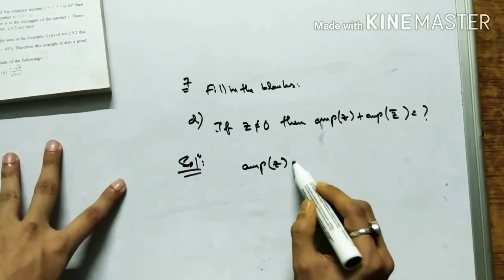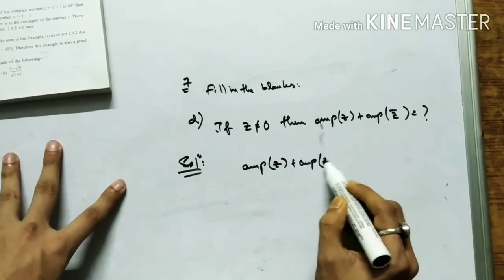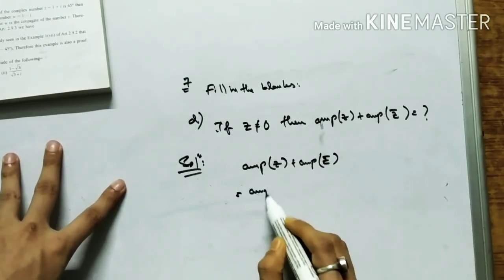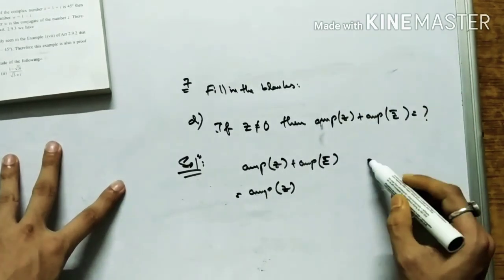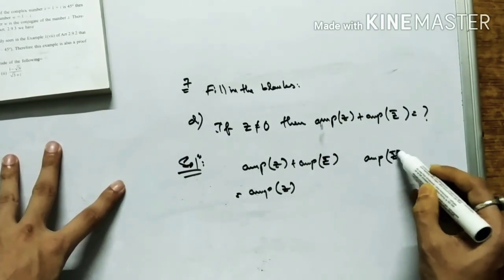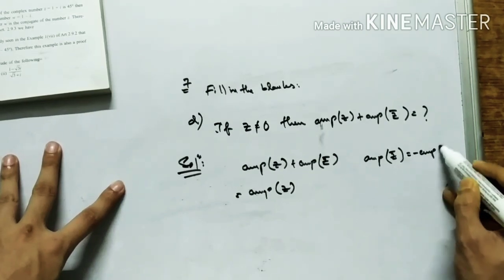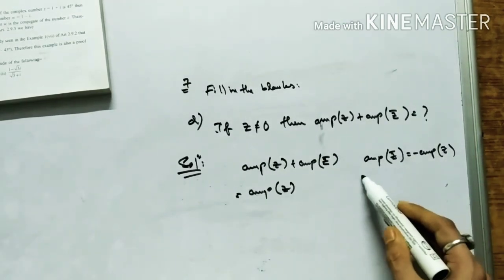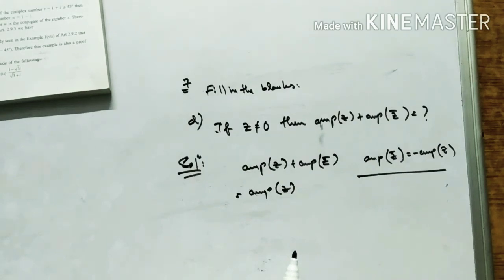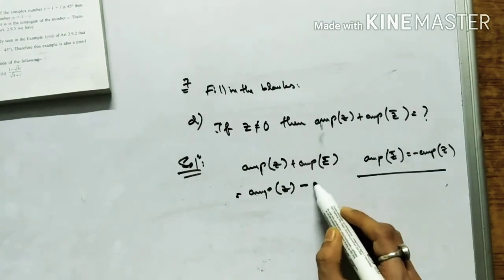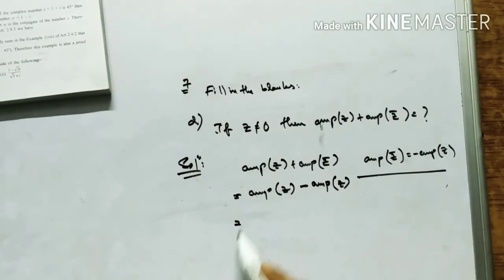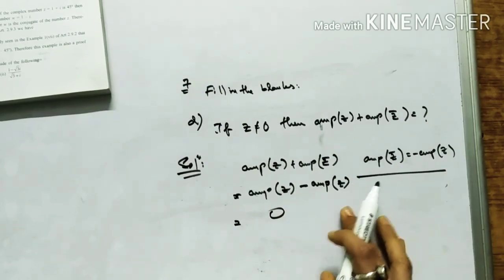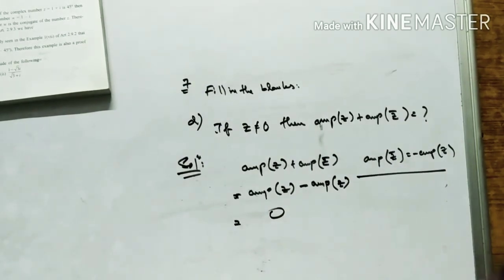The amplitude of Z bar is equal to minus the amplitude of Z, this we know. So this becomes amplitude Z minus amplitude Z, which is equal to 0.